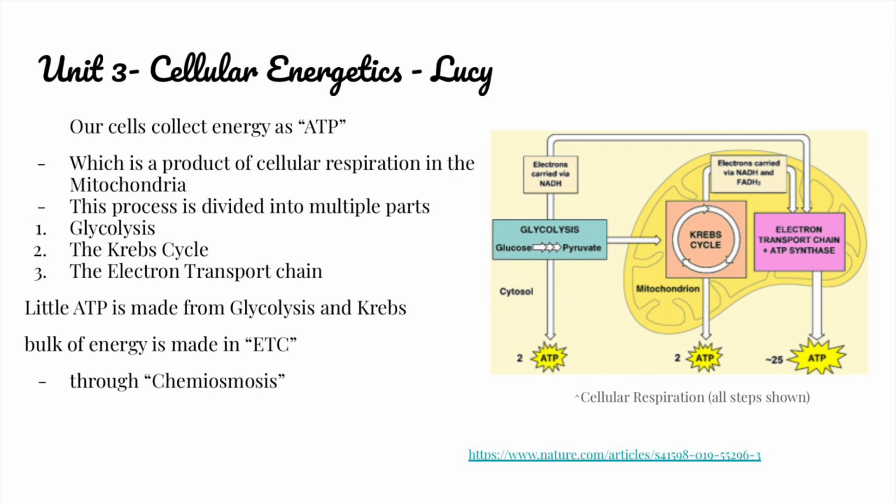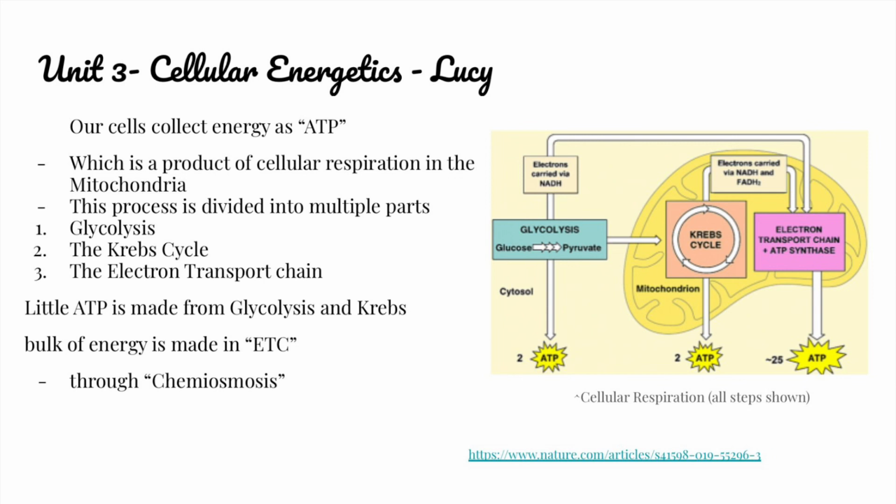Unit 3 is cellular energetics, and we know that all of our cells are powered by ATP, which cells collect in a variety of ways, in a variety of steps. But in cellular respiration, the process is divided into glycolysis, the Krebs cycle, and the electron transport chain, two of which are within the mitochondria.